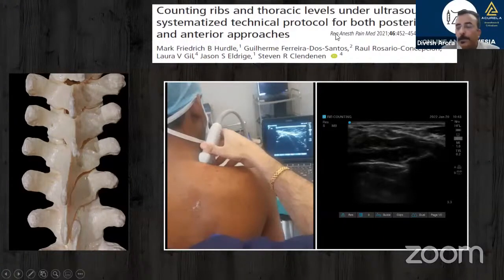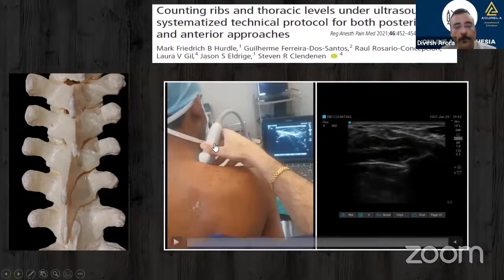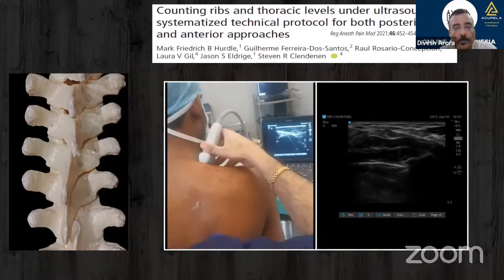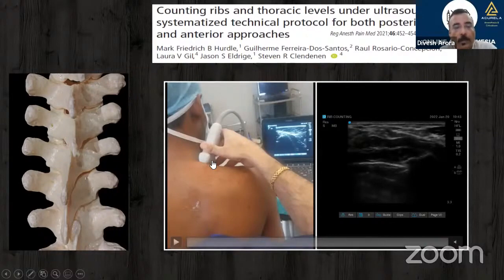So there has been a recently published article in RAPM in 2021, where they have shown how to count the ribs ultrasonographically. We can use a linear probe and place the probe close to the nape of the neck. The first bony shadow which comes into the picture is the first rib. How do we confirm that it is the first rib? You can then move the probe a little laterally and it will disappear, because the first rib is very short and it articulates anteriorly.